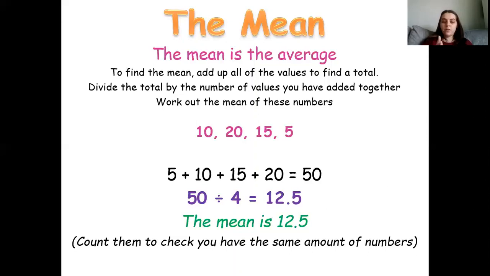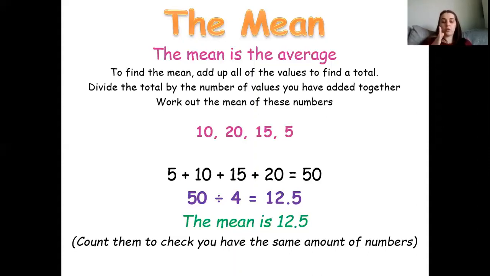So 50 divided by 4, I'm going to halve it. Half of 50 is 25. And I'm going to halve it again so that it's divided by 4. 50 divided by 2 is 25, divided by 2 again is 12.5. Half of 25 is 12.5. So the mean is 12.5.